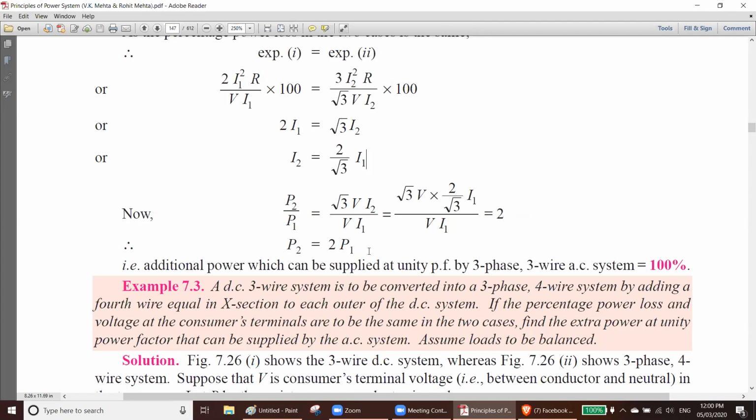You can supply twice the power if you convert your two-wire DC system to a three-phase three-wire AC system. That means by adding only one conductor, you can supply double power. That means 100% more. By adding only one conductor in your system and going from DC to AC, you can supply double power. That means 100% additional power. So that is the additional power which can be supplied at unity power factor by the three-phase three-wire AC system, which is 100%.